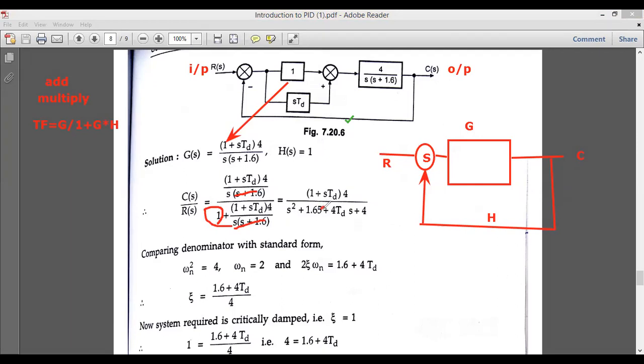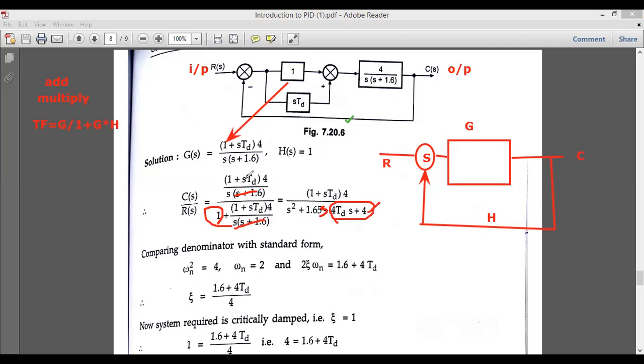Okay, here the S value is missing. So S square plus 1.6 S, plus this 4 as it is, right? You can multiply these values also. 4 plus 4 into S into TD. Okay, you can see this here. So what is the answer now?